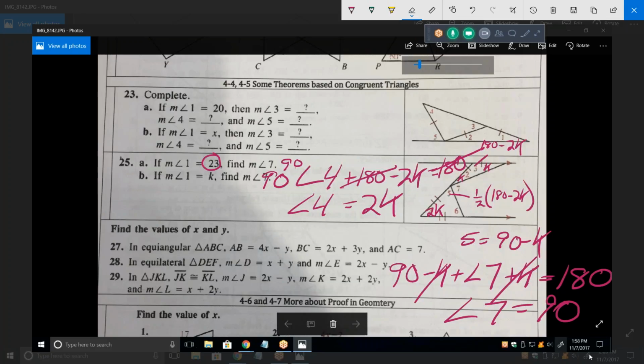According to this algebra, that doesn't mean K is 23, incidentally. This is definitely a Mullen teaser. In other words, we proved that if angle 1 was 23, angle 7 was 90. And then we said that if angle 1 is anything, we'll call it K, angle 7 is still 90. So that tells us not that K is 23, it just tells us that K can be anything at all, and angle 7 is still going to end up being 90.